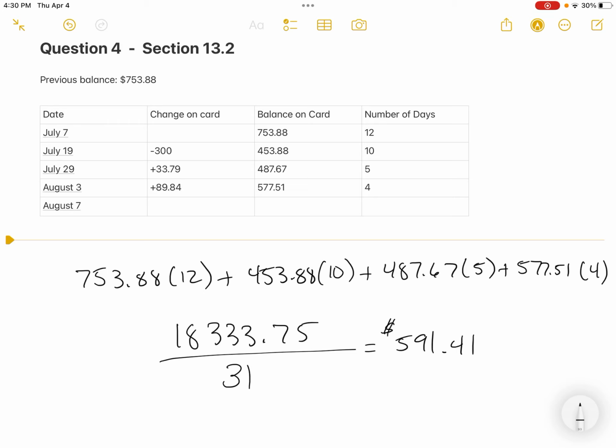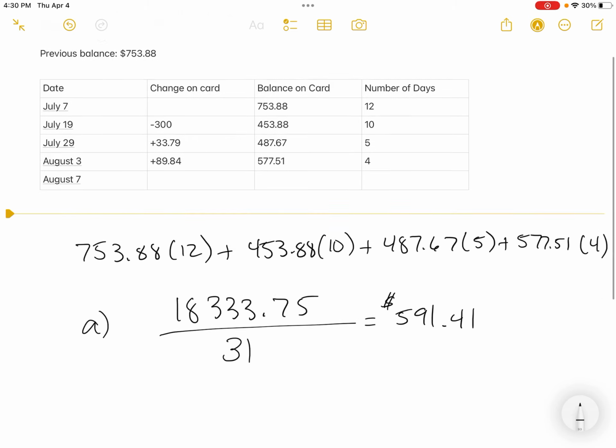So let me just compare that to what you had as a correct answer, just to make sure that everything's okay. That's exactly what you have as your part A answer, and that's how you got it.